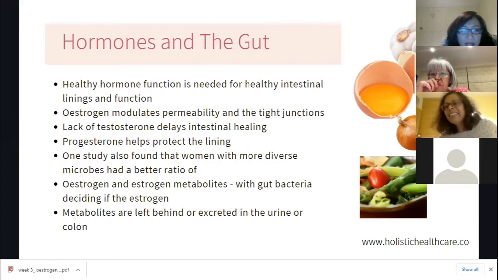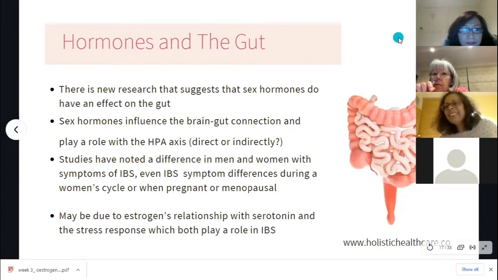And then you've also got the diversity and ratios of certain types of bacteria. So the bottom line is that you need healthy gut bacteria to have healthy hormone levels, but you also need healthy hormone levels to have a healthy functional gut. So they work in tandem. What else is there here to have a look at?